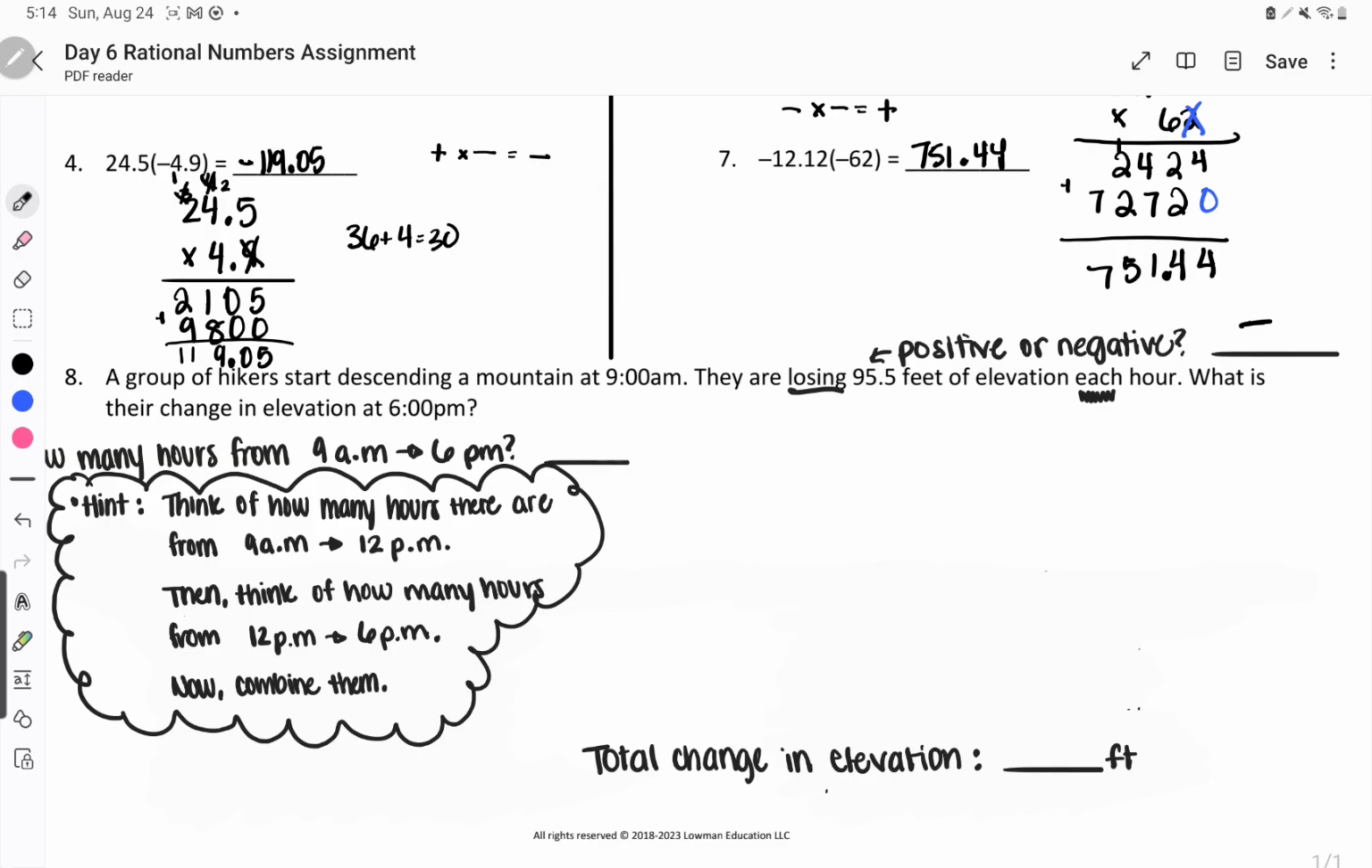Okay. Now the next thing that we need to figure out is how much time has passed. Every hour, they are going down 95.5 feet. Okay. Now I'm going to write this in red because I don't want you to write this. So whatever I write in red, do not write.